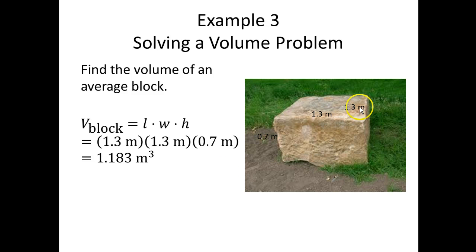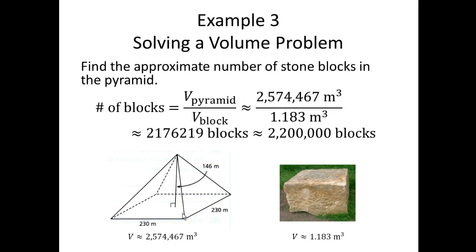They told us the dimensions of the block, and since this is a square prism, or rectangular prism, I know that the volume of this prism is just going to be the area of the base times the height. The area of the base is given by 1.3 meters by 1.3 meters, and then I multiply that times the height, which gives me 1.183 meters cubed for the volume of an average block. In order to find the approximate number of stone blocks used in the pyramid, I just take the volume of the pyramid and divide that by the volume of each block. Once I put this into a calculator, I get that the Great Pyramid in Giza is composed of approximately 2,200,000 blocks.